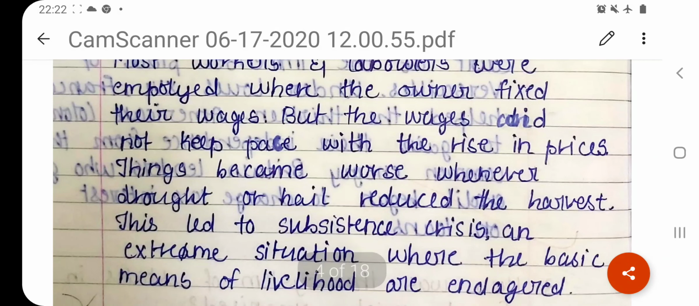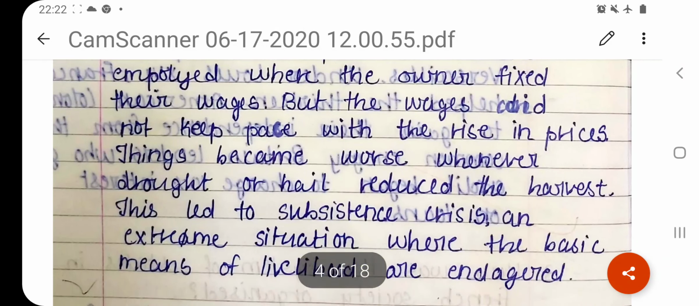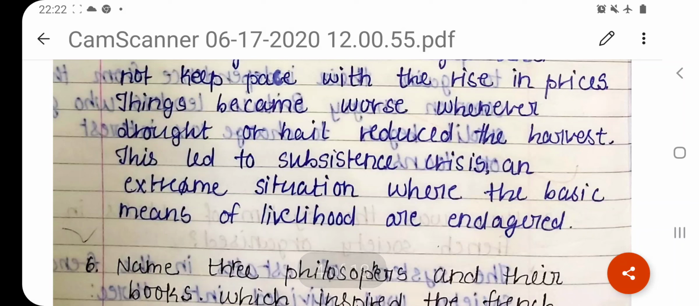Things became worse when drought or hail reduced the harvest. Now these natural conditions: drought is a lack of rain, and hail is hailstorms, the falling of hail. When these natural calamities started happening, whatever standing crop there was got destroyed, and because there was no water, there could barely be any crop. So all of this together led to the subsistence crisis, which is an extreme situation where the basic means of livelihood are endangered.